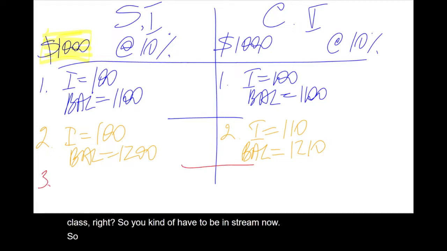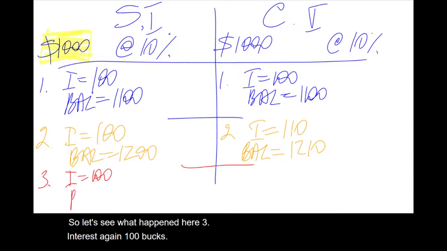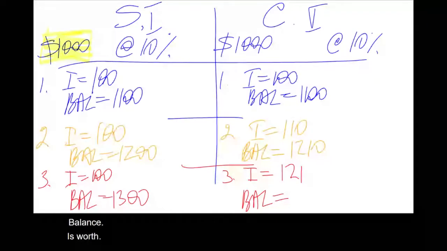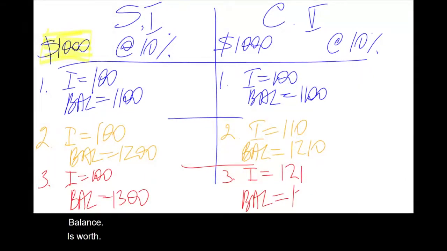So let's see what happened in year 3. Interest again, $100. Balance is 1300, right? So what happens here? Interest is what? This. Balance is what? This. Any questions, people?